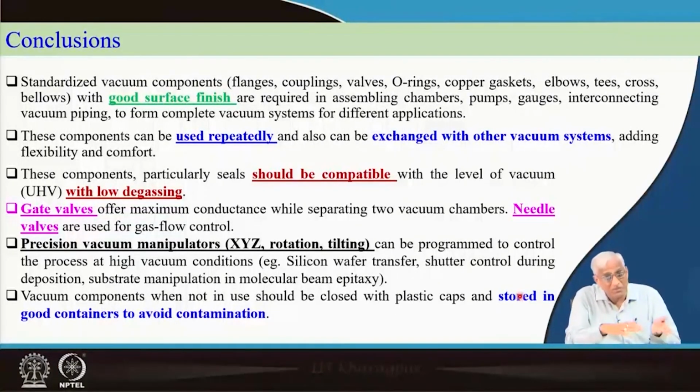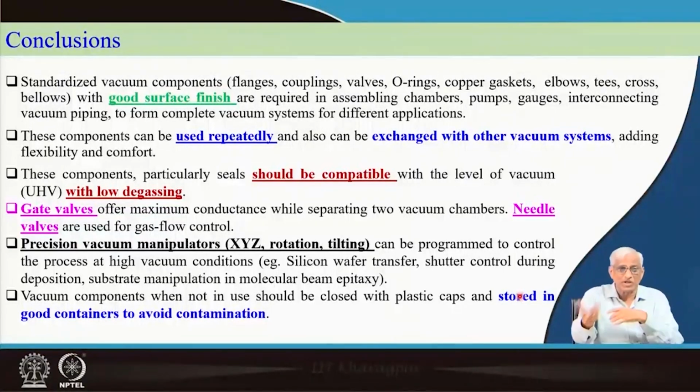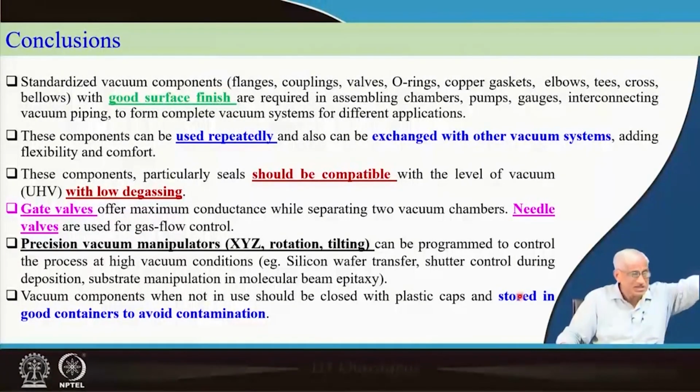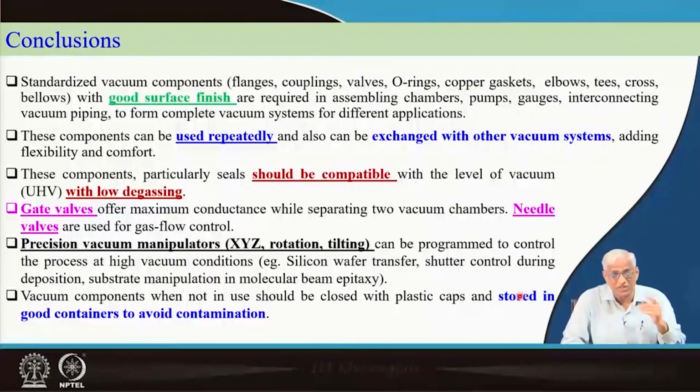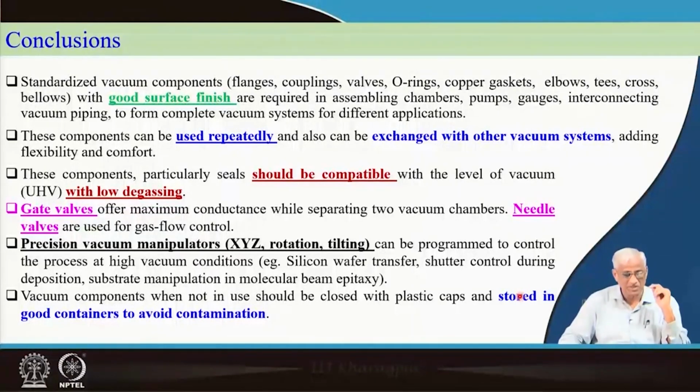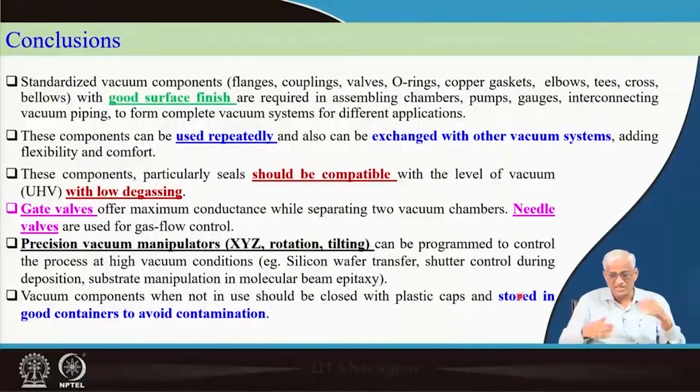Then they can be repeatedly used. You can take it out, tomorrow I can use it, and they can be exchanged with somebody else. You can give it to your neighbor in his industry when you are not using it much. Okay. And they should be compatible with the level of vacuum. Low degassing is very important for ultra high vacuum. Gate valves are very expensive, you have to use them when high conductance is required. Needle valves with high precision and repeatability should be there. Backlash should not be there, for perfect mass flow controllers of gases to realize plasma processes.